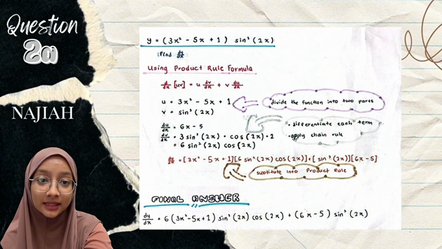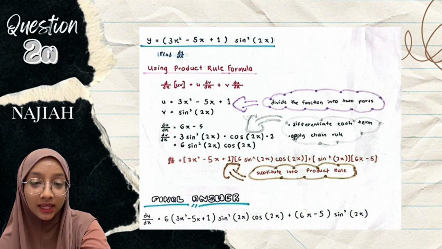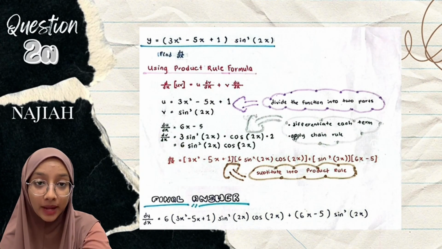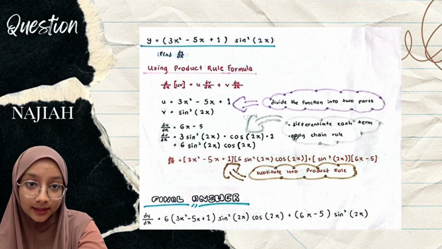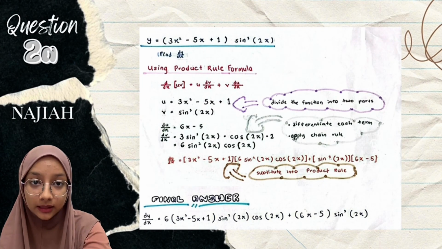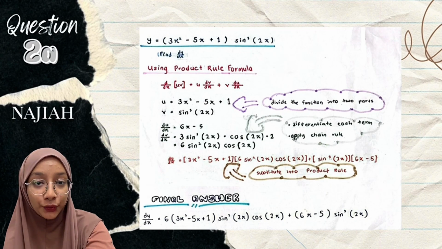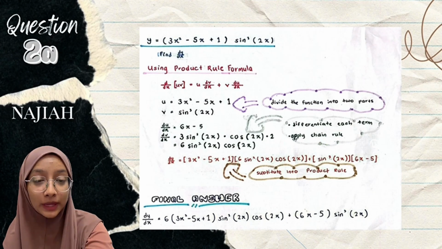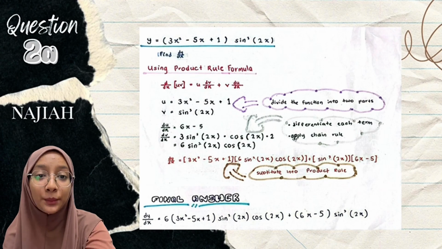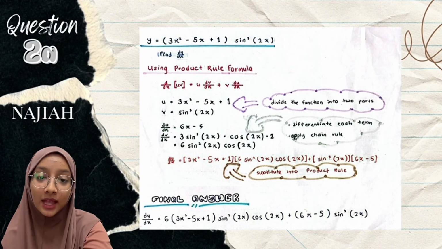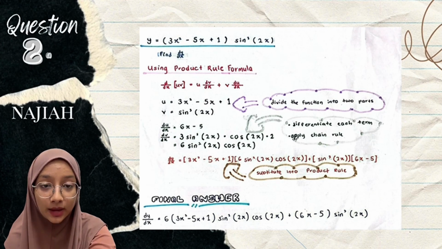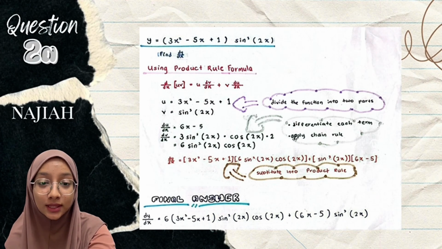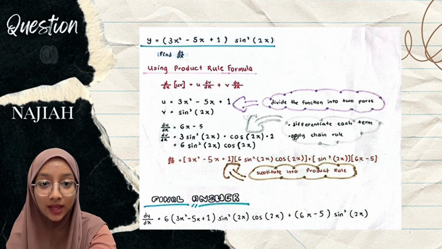Now, let's look at an example equation. Given y equal to (3x squared minus 5x plus 1) times sine cubed 2x, we need to find dy over dx. Step 1. Define u and v. Since the equation involves multiplication of two functions, we separate them into u and v. Let u equal to 3x squared minus 5x plus 1 and v equal to sine cubed 2x.